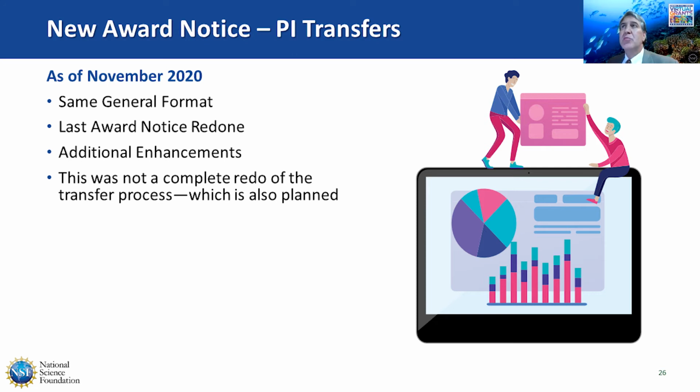We have additional plans to make a few tweaks to some of our notices, including PI transfer notices. And the last thing that I will mention is that this is not a redo of the PI transfer submission and processing process. This is really just the award notice at this time. At some point in time, we will be relooking at the PI transfer process when it moves from FastLane into research.gov, but we don't really have a scheduled time frame for that.